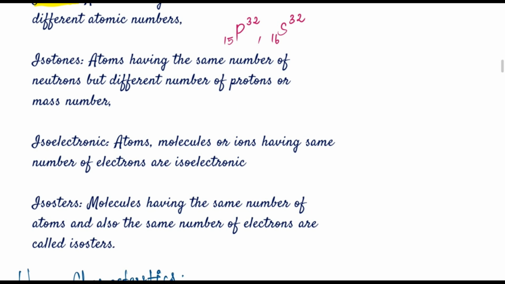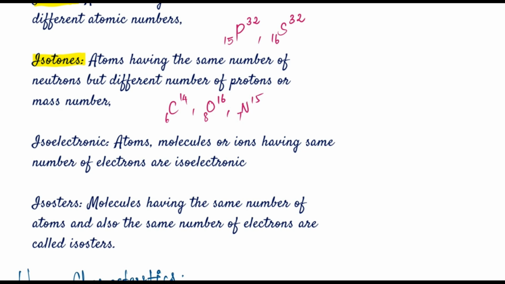The third one which I want to say is isotones. These are atoms having the same number of neutrons but different numbers of protons or mass number. For example, let's take carbon 14, oxygen 18, oxygen 16 and nitrogen 15. So the atomic numbers are 6, 8 and 7. What about the number of neutrons?